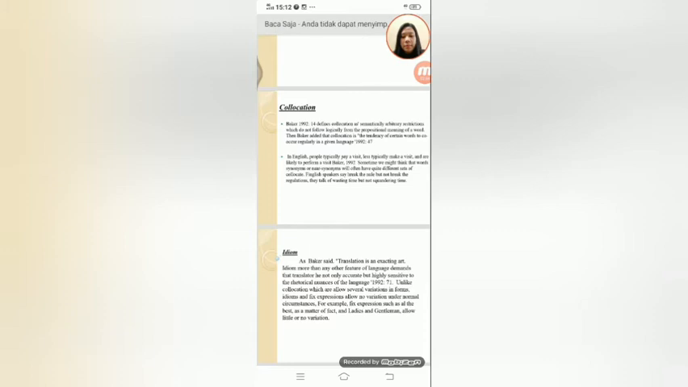2. Idiom. As Baker said, translation is an exciting art. Idiom more than any other feature of language demands that the translator be not only accurate but highly sensitive to the rhetorical nuances of the language.